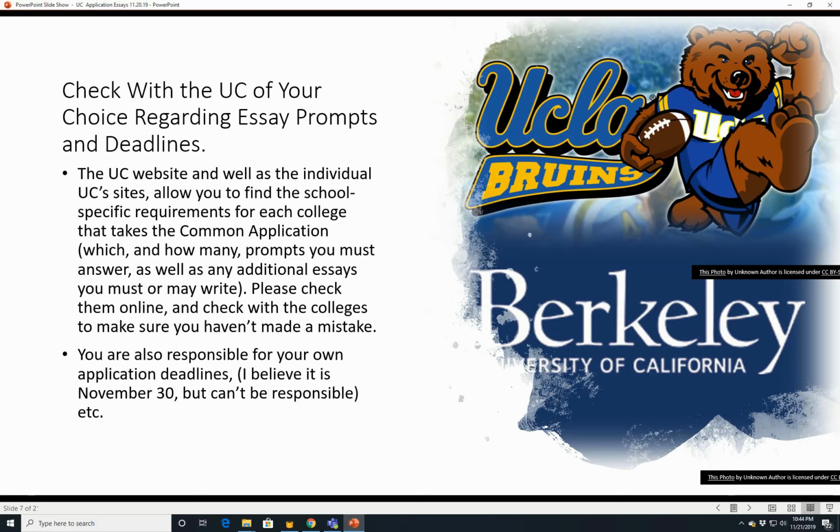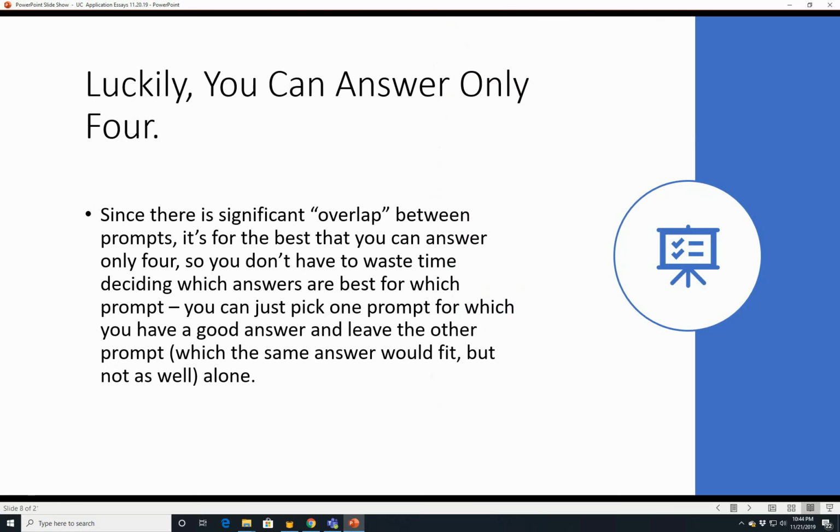You are also responsible for your own application deadlines. I believe it's November 30th, but I can't be responsible for that. The 30th is a Saturday, so you might have to get it in earlier, etc. Don't wait till the last minute. It's generally a really bad idea. Anyway, do check that on your own.